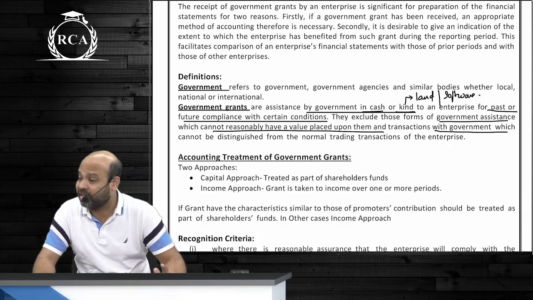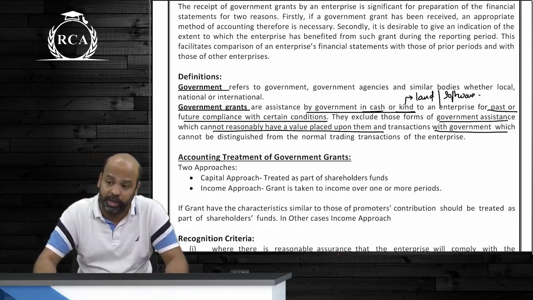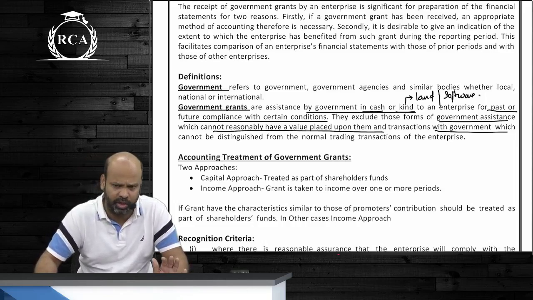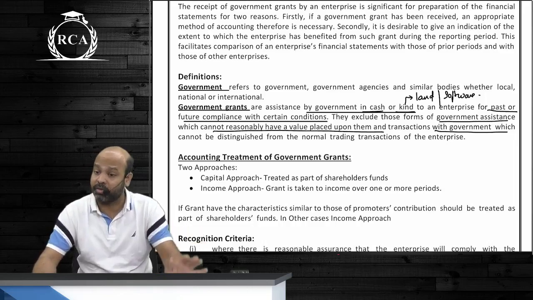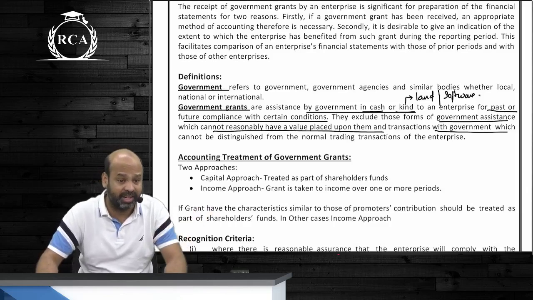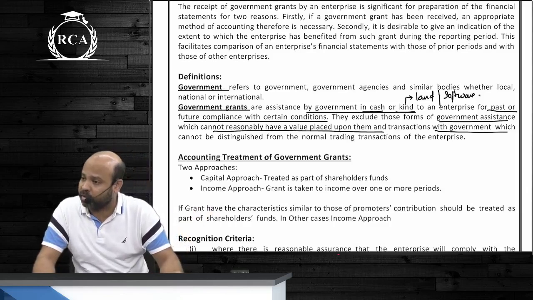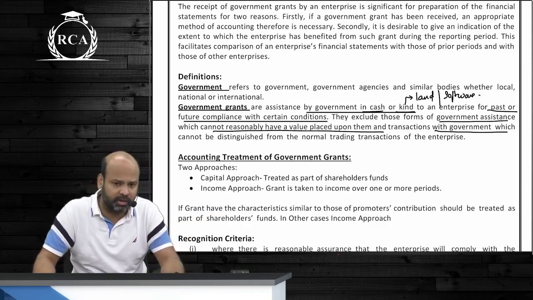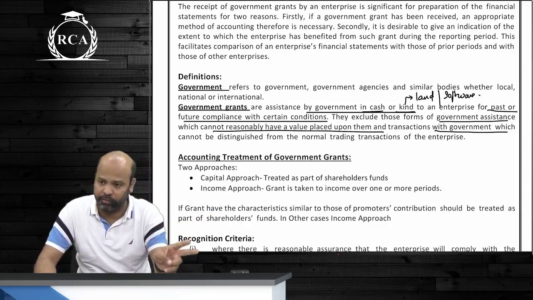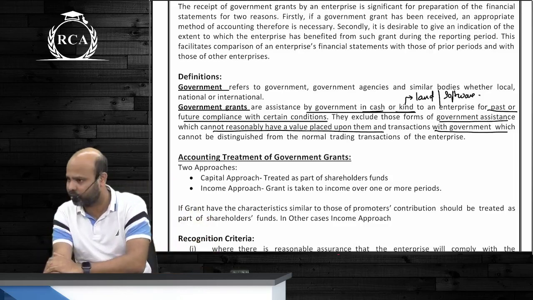Also, if there's any transaction with the government as such, beta, in the ordinary course of business, or the government is investing in your business as a shareholder, that cannot be accounted as a government grant. That's normal issue of shares and those are normal business transactions. So this standard, apart from this, talks about when should you be recognizing government grant, what will be the accounting for government grant, what will be the accounting for refund of government grant, and disclosure requirements.